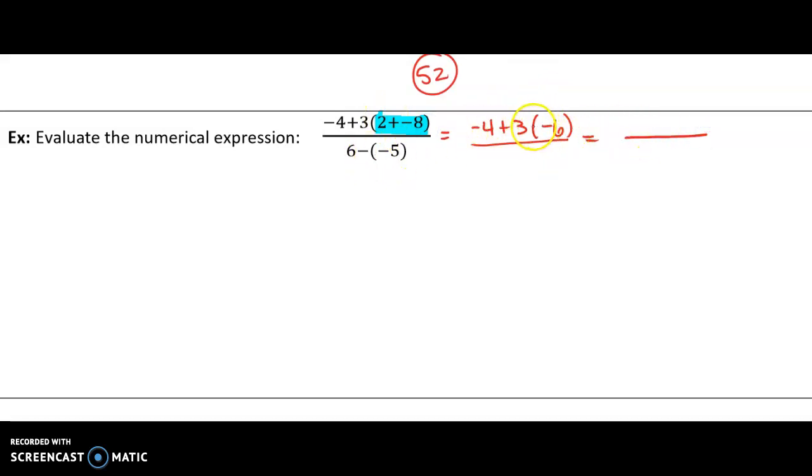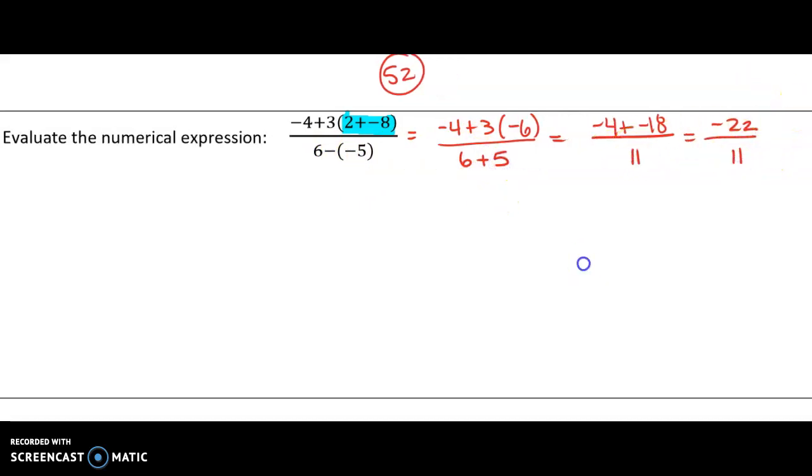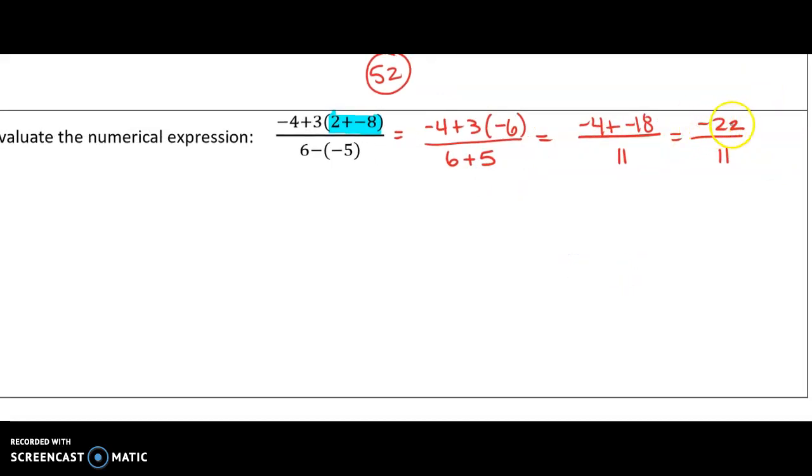So I've got now multiplication. Negative 4 plus 3 times negative 6 is negative 18. And then I'm going to add negative 4 plus negative 18, which is negative 22. And down here on the bottom, I have 6 minus negative 5, which really means 6 plus positive 5, which is 11. And then last but not least, if I take this last part here and do negative 22 divided by 11, I get negative 2 for my answer.